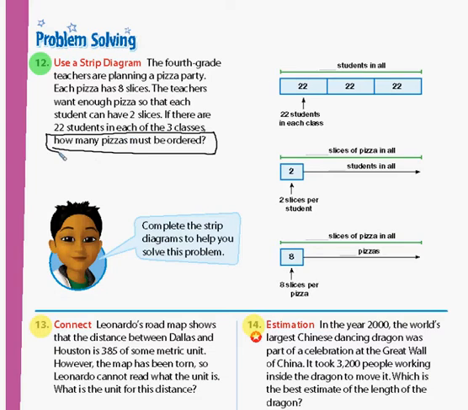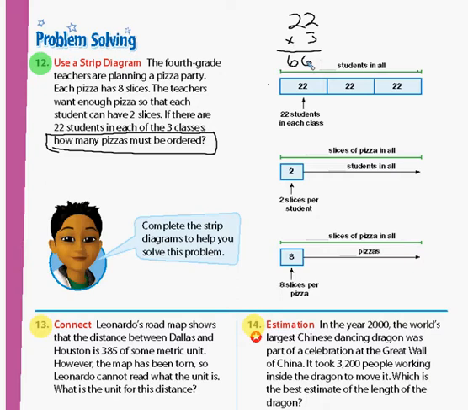And we're using strip diagrams to do this, and strip diagrams are very useful to help us do our calculations like this. So right here it shows all the 4th grade students. There's 3 classes of 4th grade students, and there's 22 students in each class. So that's 22 times 3. And we know that's 66. So there's 66 students.